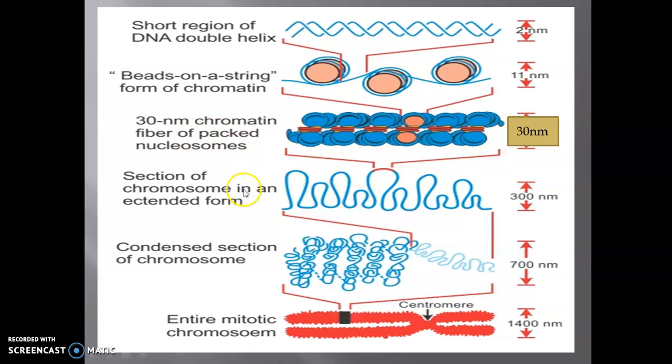Then further compaction occurs to form the 300 nanometer, then further compaction forms the 700 nanometer, and then the final mitotic chromosome that we can see is formed. So this is the 1400 nanometer, and this chromosome contains the centromere and the 2 chromatids. This is one chromatid, this is the other chromatid, and it also contains the telomere regions. So this is all about today's lecture about the chromosome structure. Thanks.